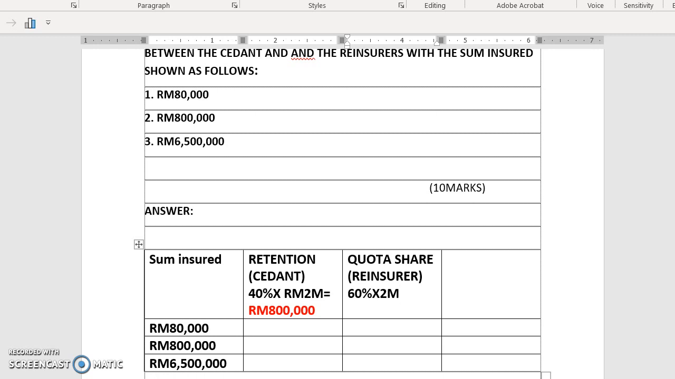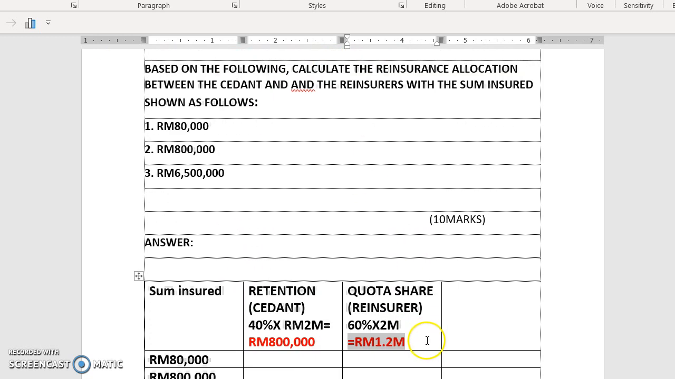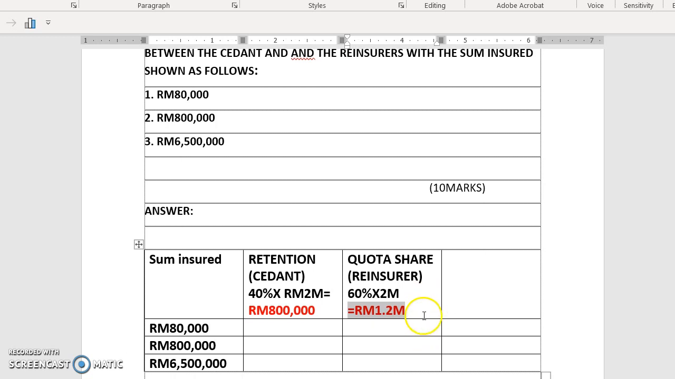Okay, so meaning here for the reinsurer, the maximum amount they will pay is only 1.2 million. For the quota share, once you calculate for 80,000, 800,000, and 6.5 million, it cannot be more than 1.2 million, because the limit is only 2 million. That's why the amount for the reinsurer is only 60% times 2 million, the amount of the limit, so only 1.2 million should be paid by the quota share.